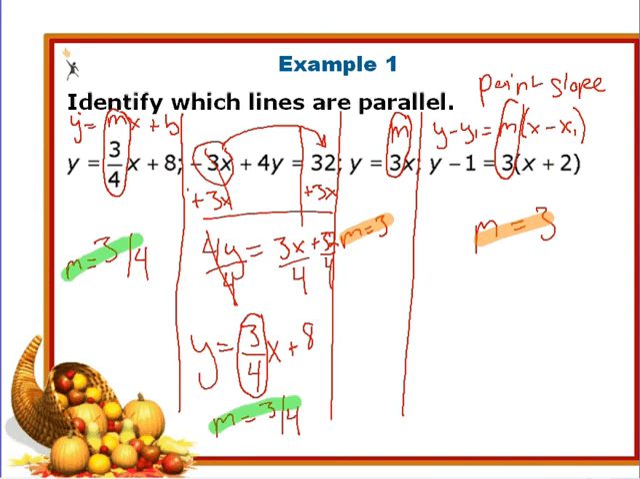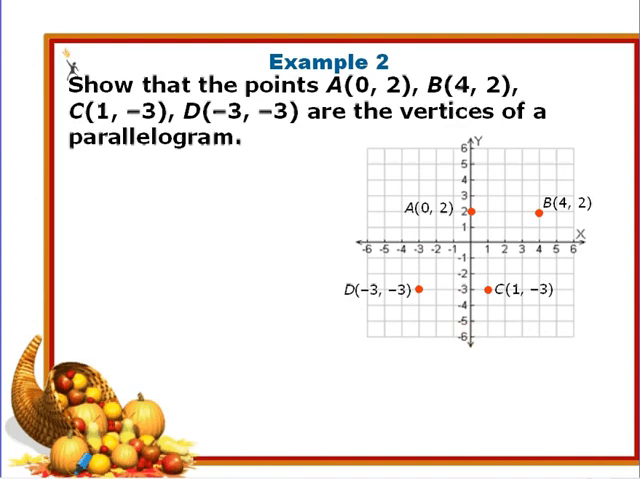Take a moment to pause the video and copy this down if you need to. Now we're going to show that these 4 points here, here, here, and here are the vertices of a parallelogram. A parallelogram should have parallel sides. So from A to B should be parallel to D to C, and A to D parallel to B to C. Let's look at from A to B.